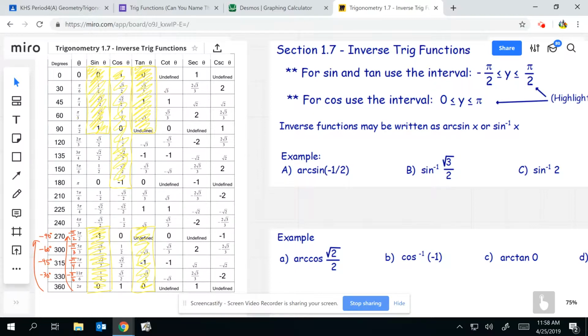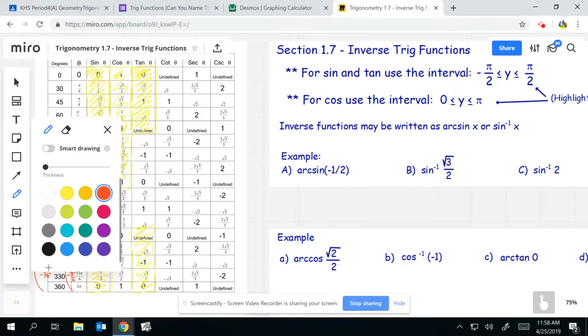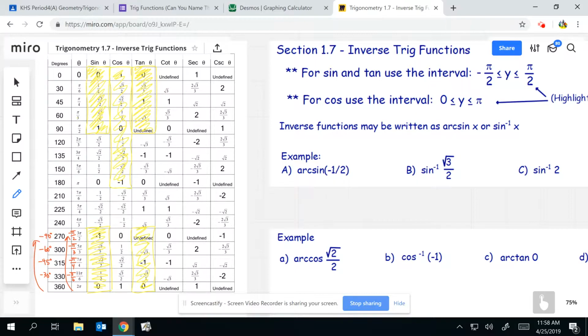And I want you to see what we're shading in. There's two specific intervals that we're looking at here. And what those shaded areas represent, basically, is what the calculator is going to give you as an answer. Okay, because if you look at each column, if you look down the sine column, you can have a value of a half at 30 degrees. You can also have a value of a half at 150 degrees. Both of those have the same sine value.